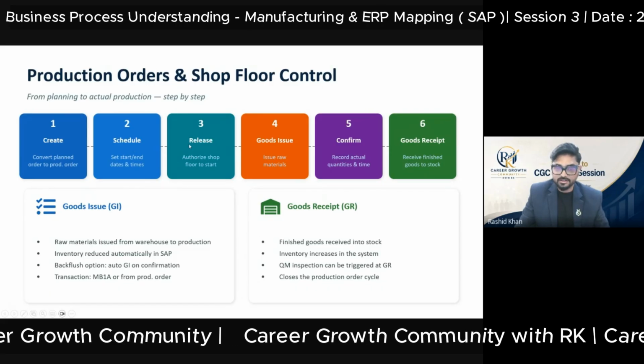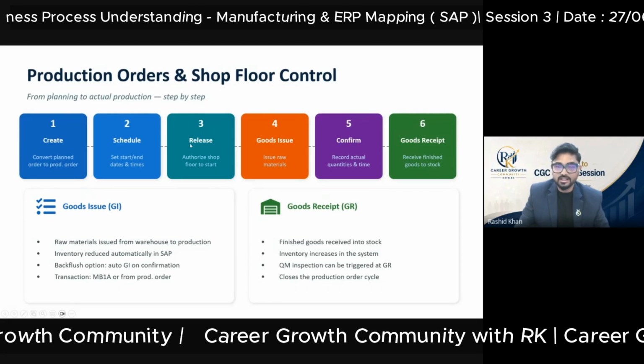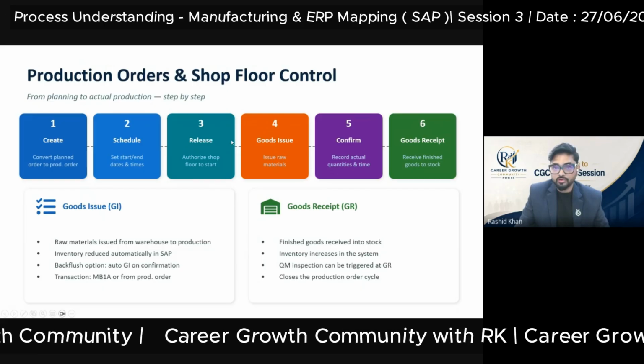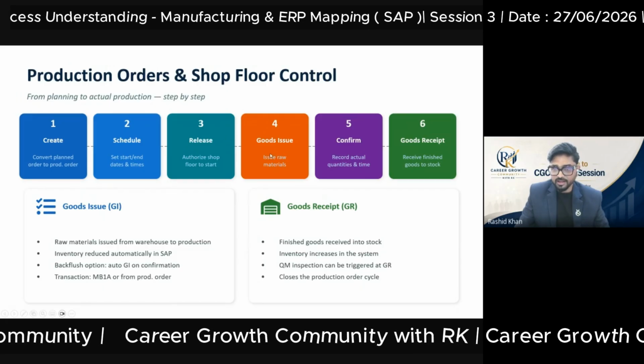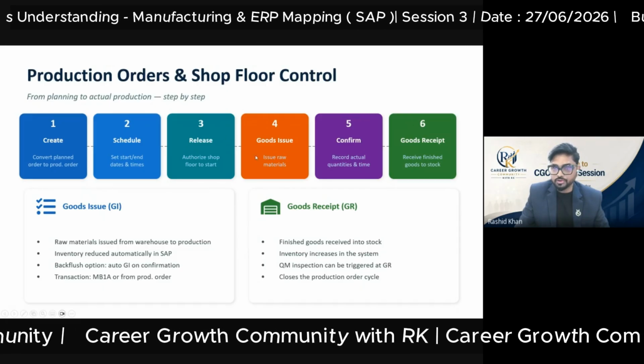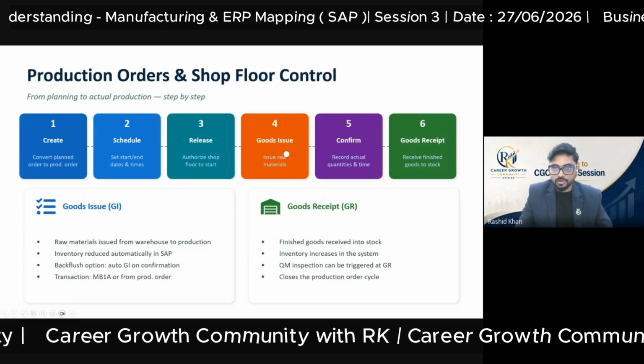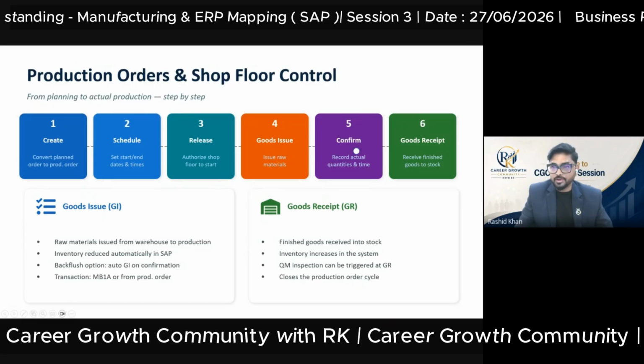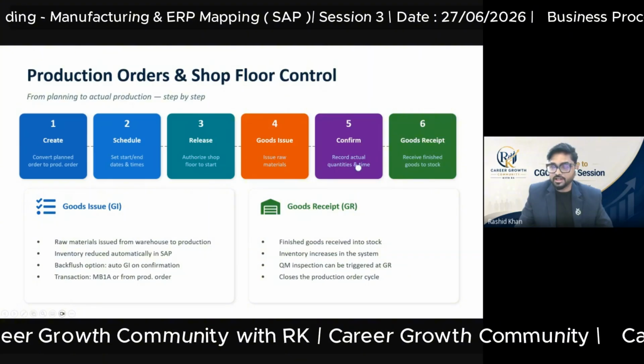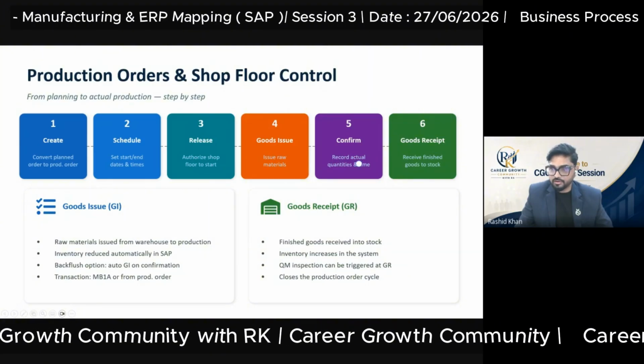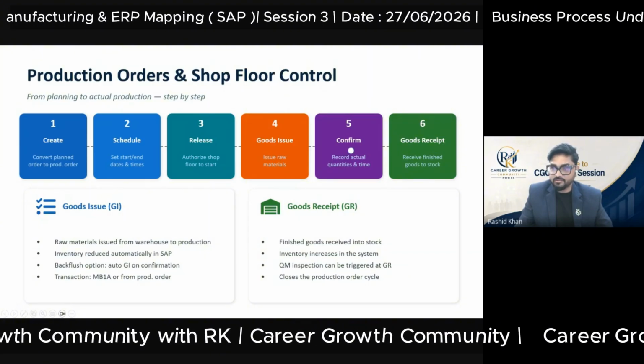Then there will be a release. So the person will release those orders for making the goods. Then raw material will be issued. Once the raw material is issued, it will come to the confirmation. So record actual quantities and time. All the actual quantities and the time will be recorded.